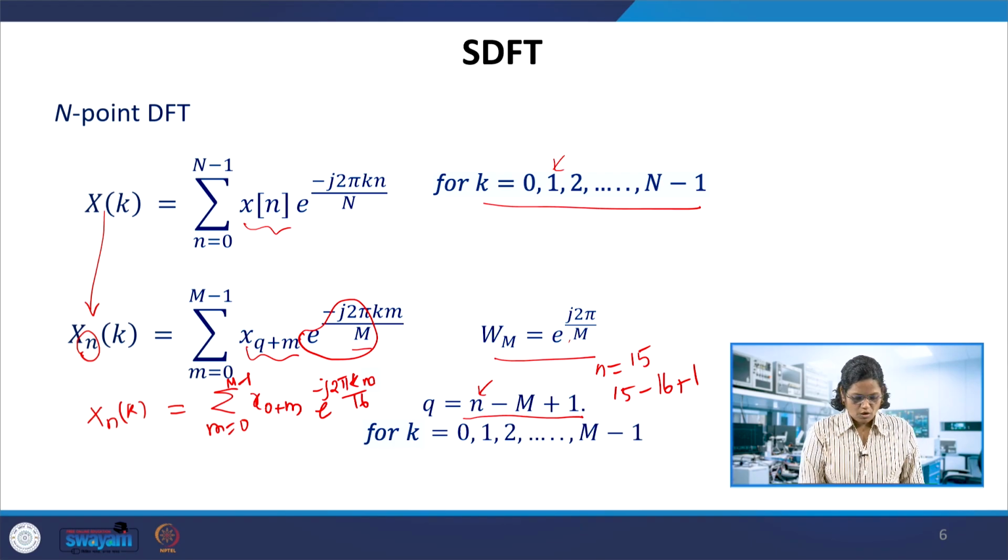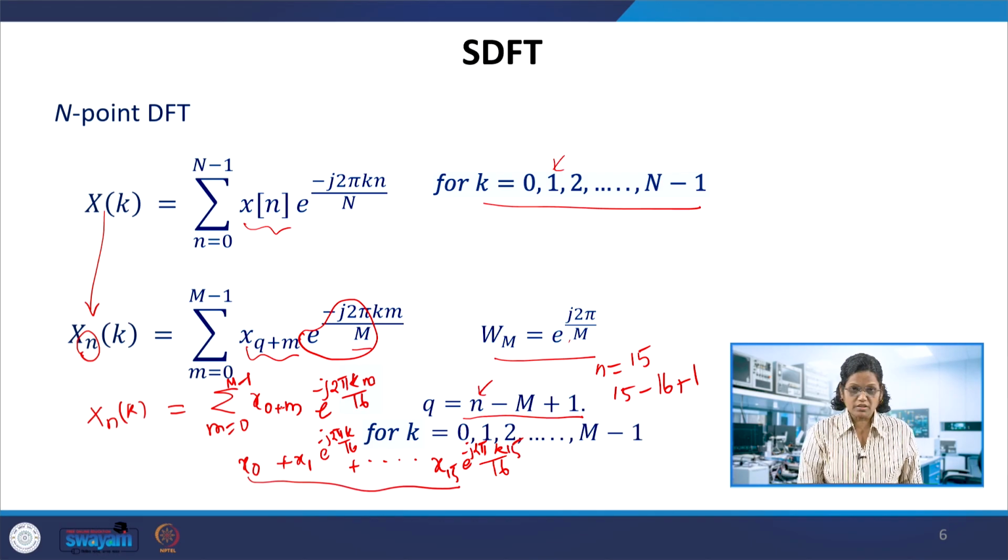Okay, so how many samples? This is 0 to 16 minus 1, 15. So x of 0, plus x of 1 into e power minus j 2 pi k into 1 by 16, and so on. It goes up to x 15 e power minus j 2 pi k, where k is the bin index you are interested in, and m here is going to be 16, with the index running up to 15. So we considered 0 to 15 samples for this DFT.